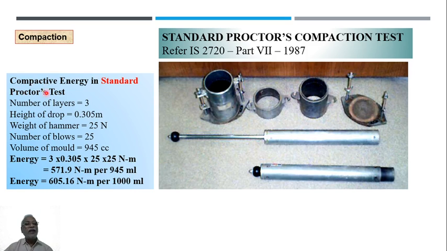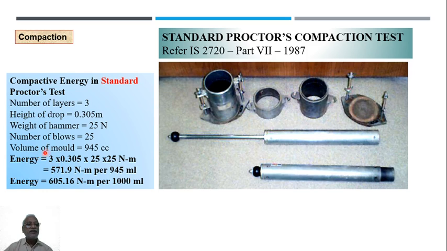So if you want to calculate compactive energy in standard Proctor test, the number of layers is 3. You have to fill the mold in 3 layers. The weight of the rammer is 25 newtons. It falls through 0.305 meters. The number of blows per layer would be 25. The volume of the mold will be 950 cc to 1000 cc. Here it is written 945.